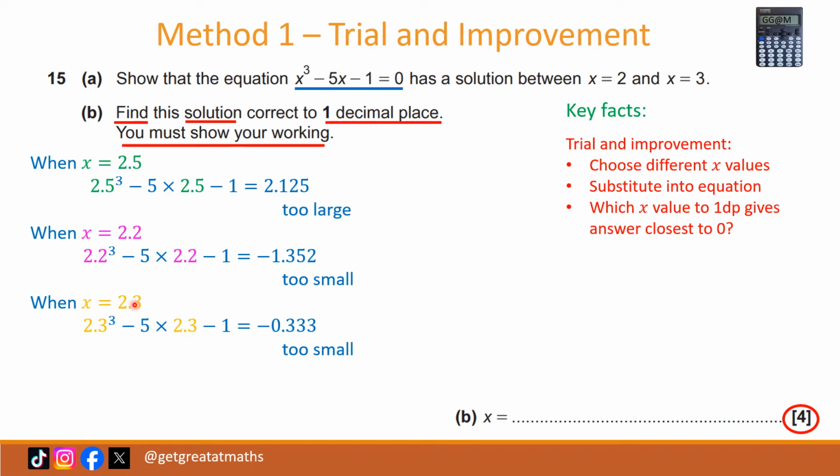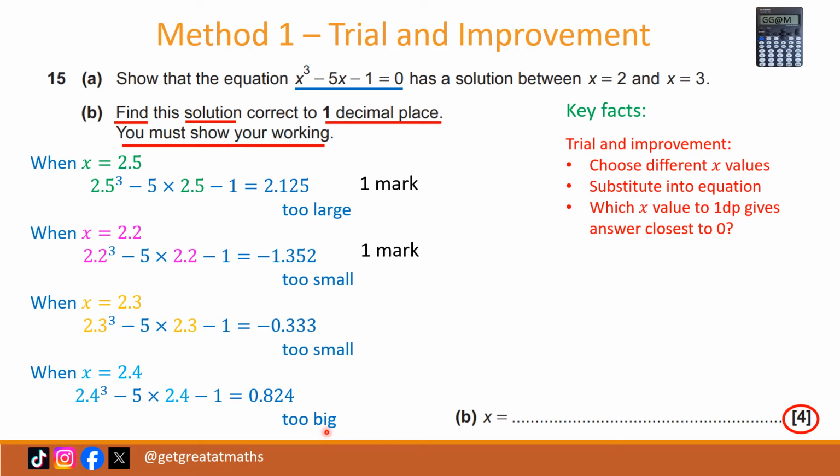So next we're going to pick a bigger number, so we're going to pick 2.4. We're going to do exactly the same again for 2.4. So if I substitute in 2.4 cubed, minus 5 times 2.4 minus 1, it is going to equal 0.824. And this is bigger than 0, so this answer is too big. So that means to one decimal place, my answer is either going to be 2.3 or 2.4, because one of the answers is too small and the other one is too big.